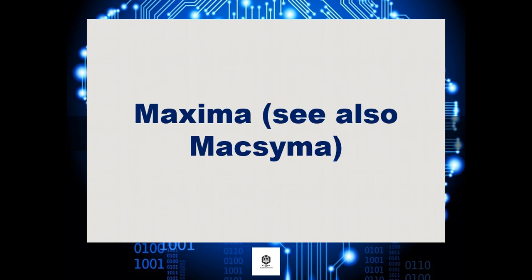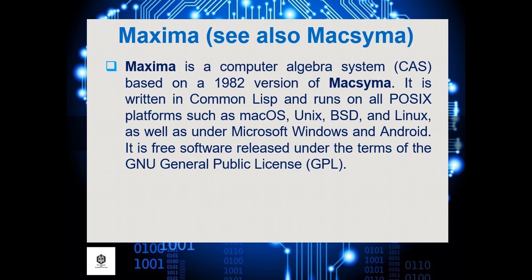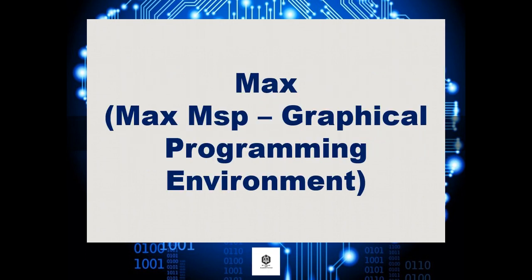Maxima, or see also Maxima. Maxima is a computer algebra system, or CAS, based on a 1982 version of Macsyma. It is written in Common Lisp and runs on all POSIX platforms such as macOS, Unix, BSD, and Linux, as well as under Microsoft Windows and Android. It is free software released under the terms of the GNU General Public License, or GPL.